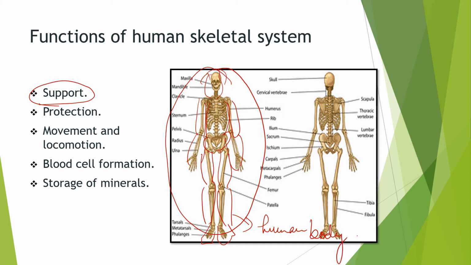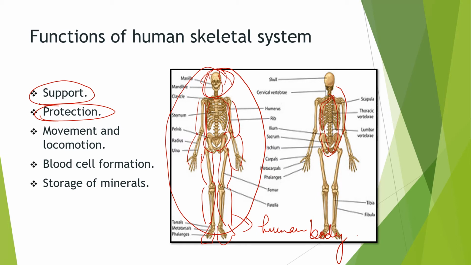So first is support. Now second comes protection. How is it protecting our body? The skeleton always protects the internal organs. How is it protecting the internal organs from injury? The brain, the eyes, and the inner ears are always protected by the skull. The spinal cord, you can see, is protected by the vertebral column. This bony structure is the vertebral column, and inside that is the soft and delicate spinal cord.